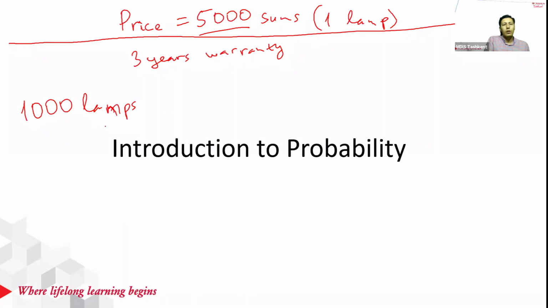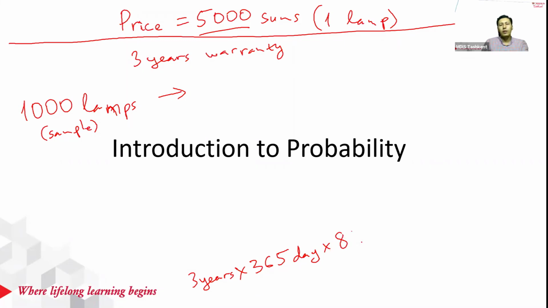It's a sample. You take 1,000 samples and you switch them on for, let's say, 3 years. In 3 years we have 365 days. Each day, how many hours do you use a lamp? Approximately, let's say 8 hours. We turn on each lamp for 8 hours daily. Approximately.